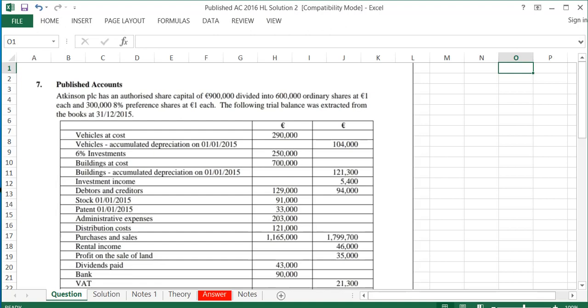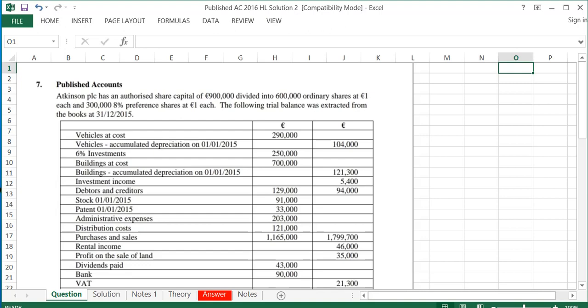Hi, today we're going to have a look at the 2016 Leaving Cert Higher Level Published Accounts question. Published accounts are for PLCs, which are public limited companies, and are similar enough to the question ones, except the format of the trading profit and loss and balance sheet are slightly different.